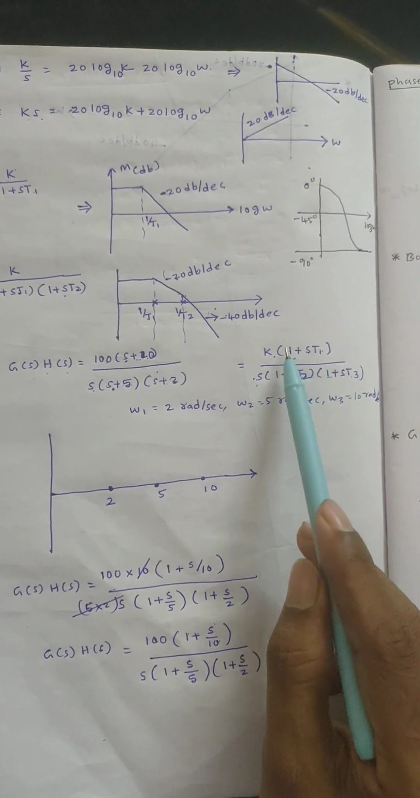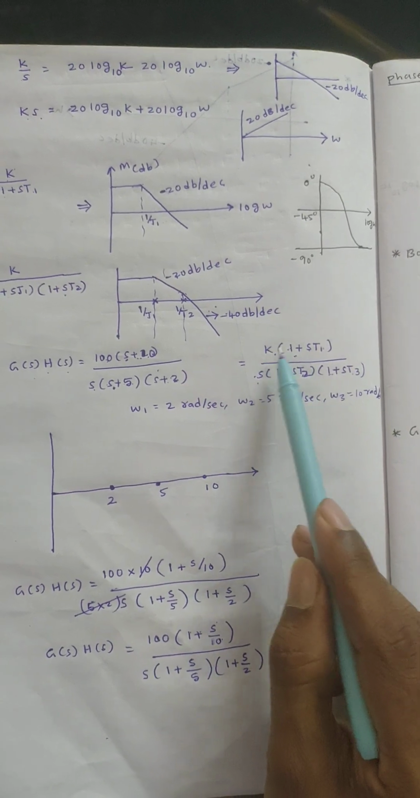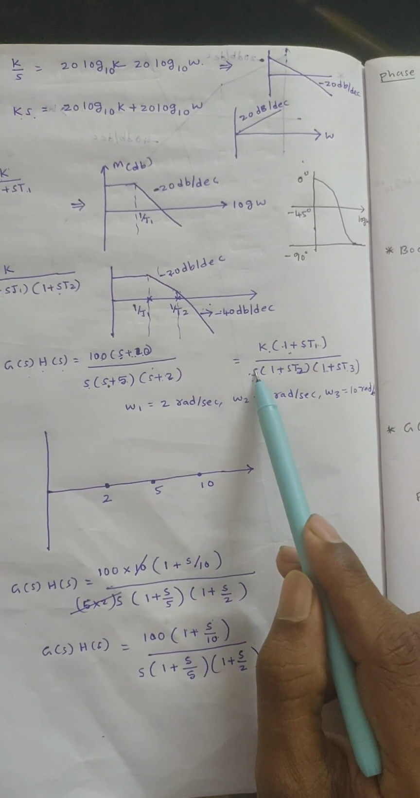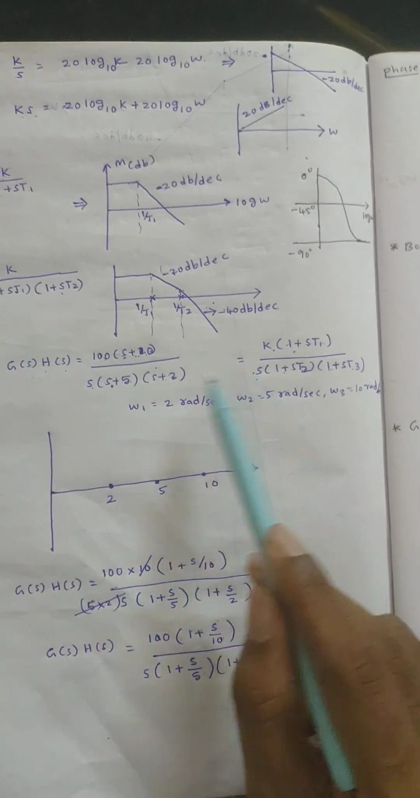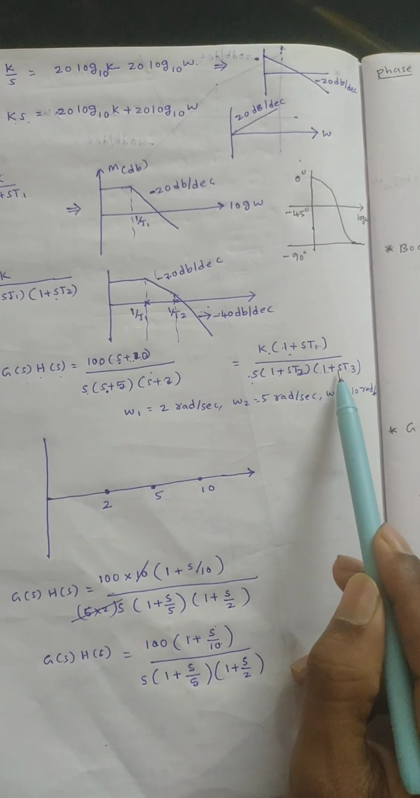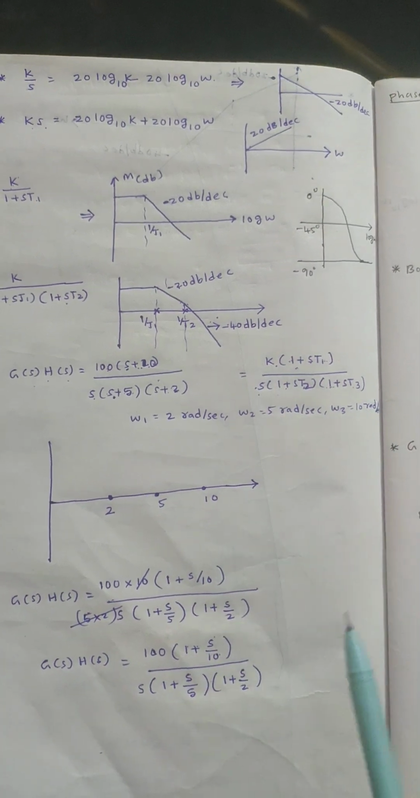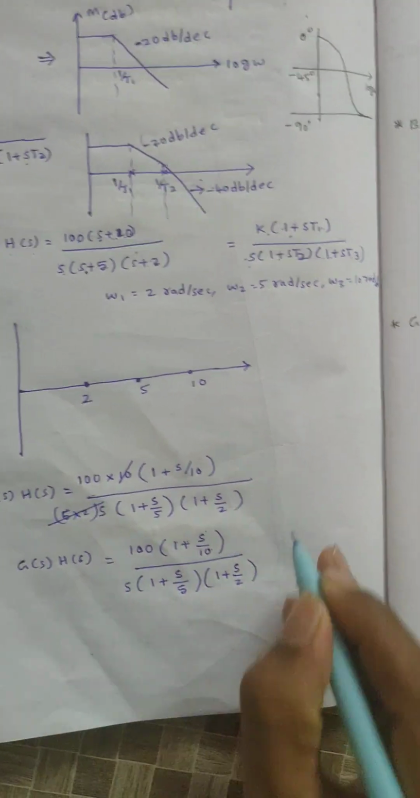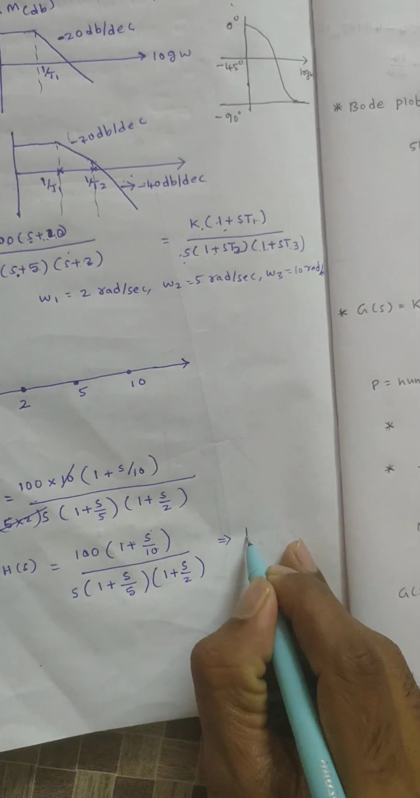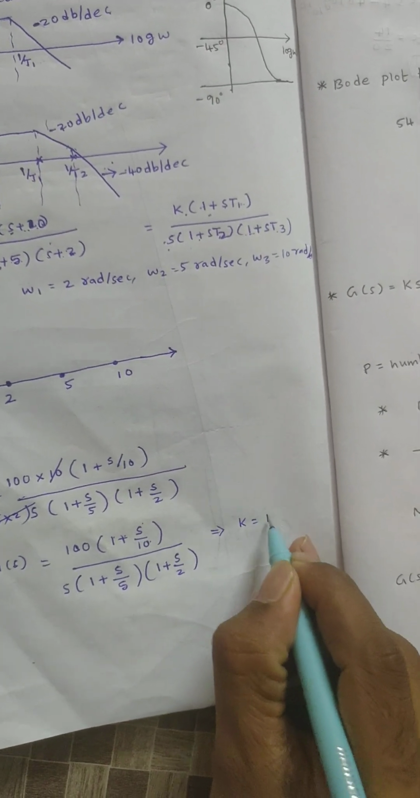Always you have to write the equation in terms of some constant K into (1 plus sT) divided by whatever the values. How many poles are present? 3. That means s is as it is, (1 plus sT2), (1 plus sT3). In this form you need to write. If I compare with that standard equation, what is the K value here? K value is equal to 100.